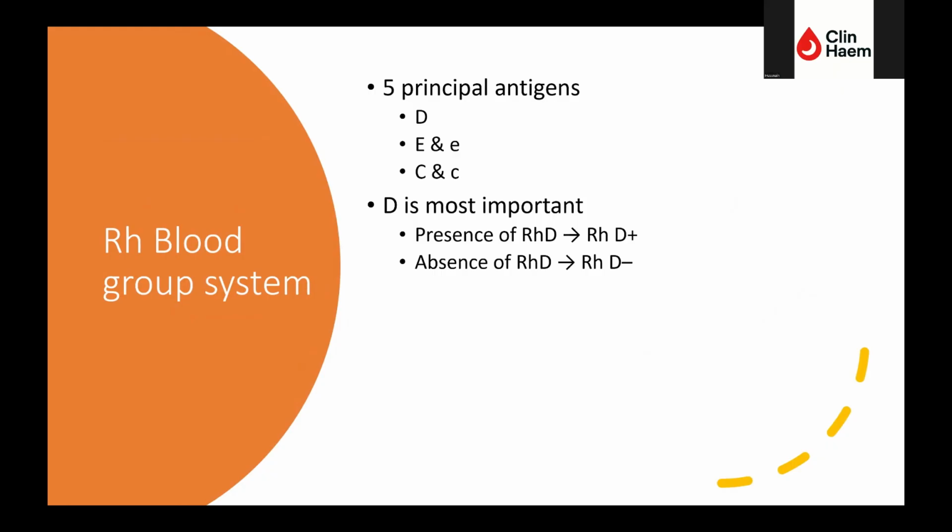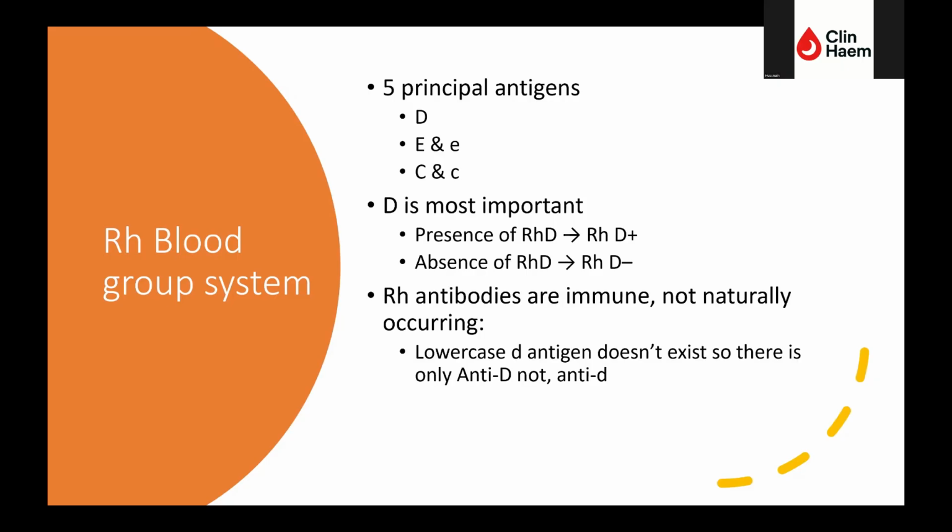When somebody has the RHD antigen, we say they are RHD positive. If they lack the RHD antigen, we say they are RHD negative. RH antibodies are immune, like most other blood group system antibodies, unlike the ABO blood group system, which means that they need exposure to RH antigen from somewhere, like a blood transfusion of RH positive blood to an RH negative patient, to stimulate them to make antibodies.